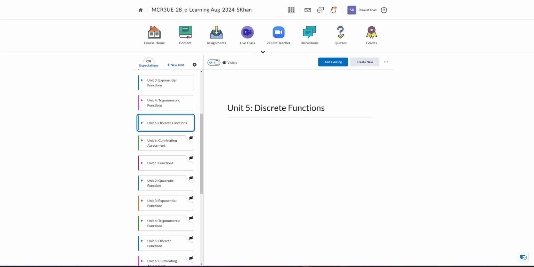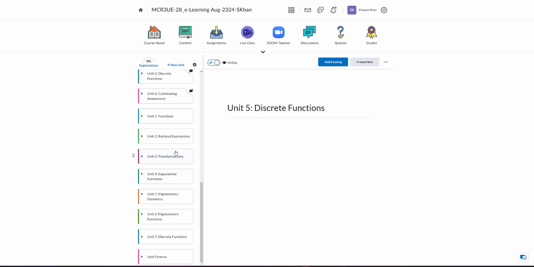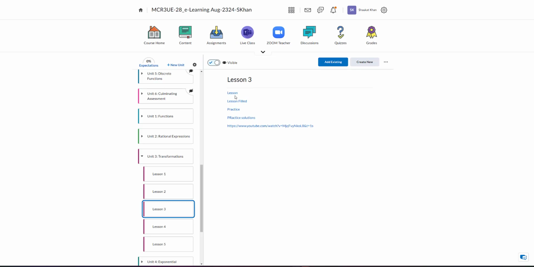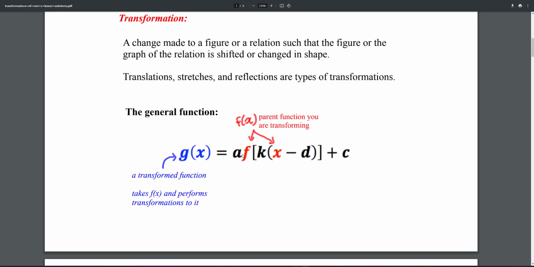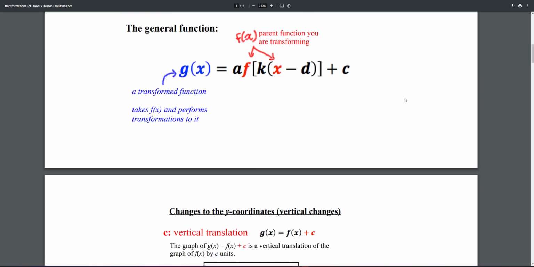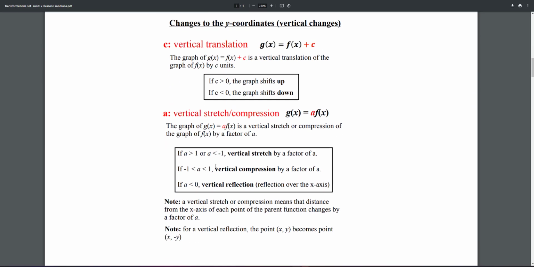So here, let me repeat the question. What do we do when the A value is in decimal form? I'm assuming you're talking about transformations. Your A value is the value that's being multiplied by the function outside the bracket. And your A value affects a few different transformations.